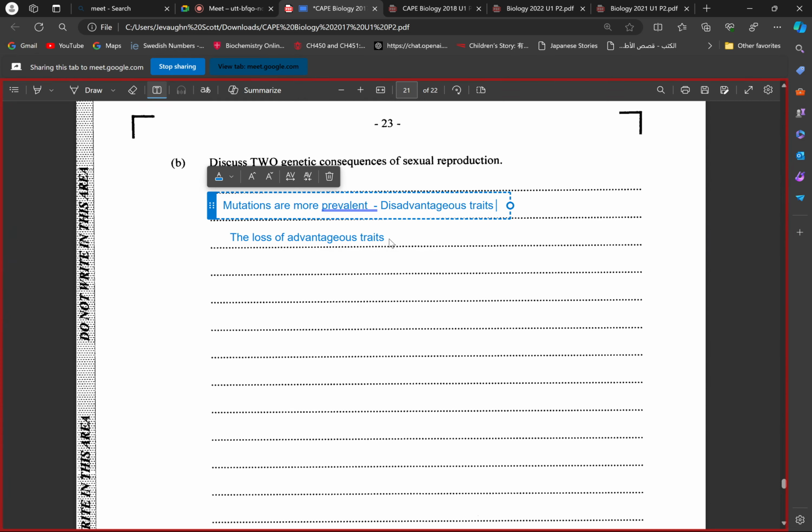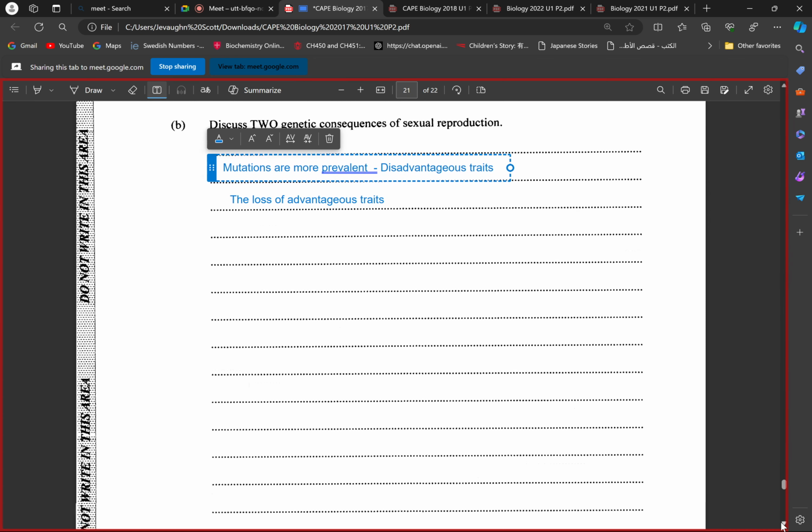And we could lose advantageous traits, where once the organism was perfectly suited to the environment, through variation their offspring are not. So how would that fare with organisms living within these environments without the advantageous traits that were lost through sexual reproduction? I would speak to those genetic consequences, and discuss these genetic consequences of sexual reproduction.